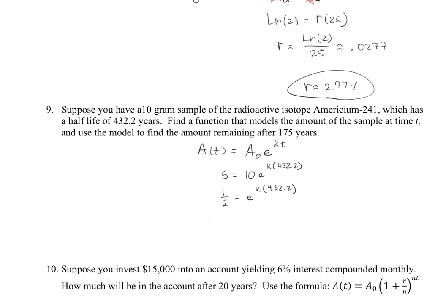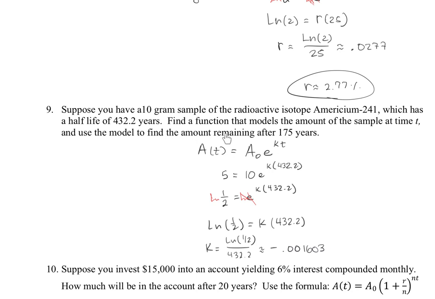432.2. Now we use a natural log on both sides. So if we do natural log here and natural log there, natural log is going to cancel base e. So natural log of 1/2 equals k times 432.2. So k is equal to the natural log of 1/2 divided by 432.2, which is about negative 0.001603. So that's the relative growth rate.